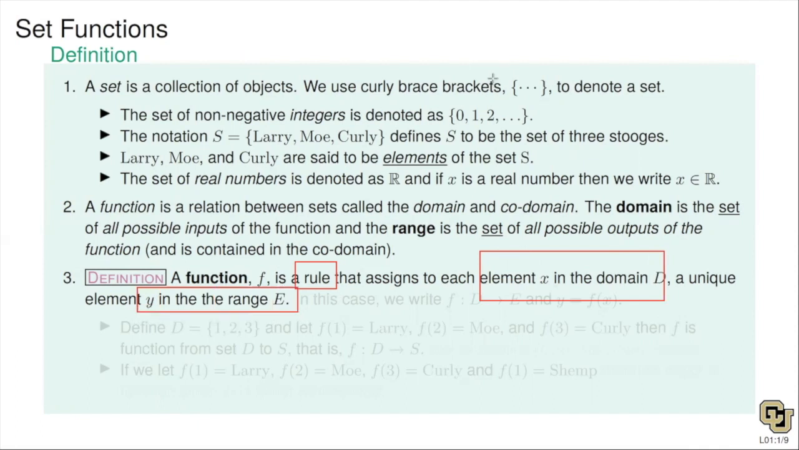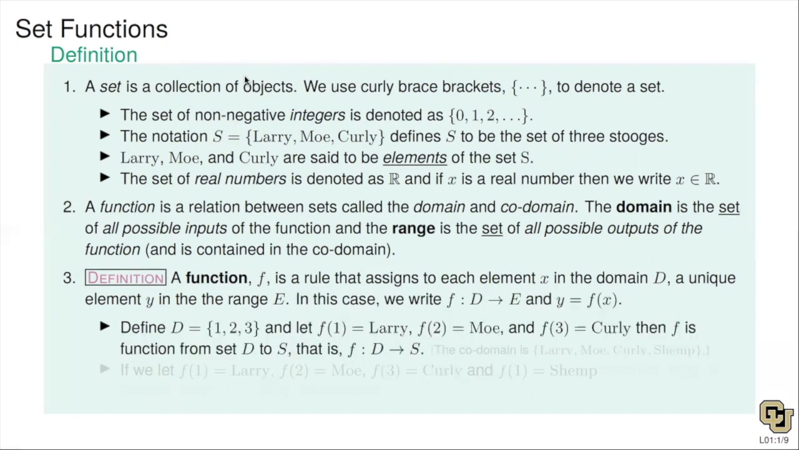Okay, so let me do a quick example here using S as our range space or target space. Here, let me define the domain D to be the set containing the numbers 1, 2, 3. So you should read this sentence as D is the set containing the numbers 1, 2, 3. And now I'm defining my function. F of 1 I define to be Larry. F of 2 I define to be Mo. And F of 3 I define to be Curly.